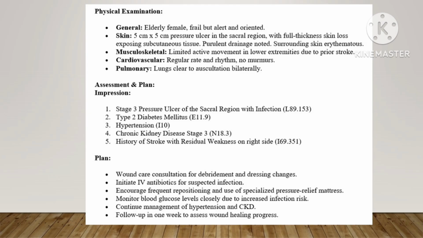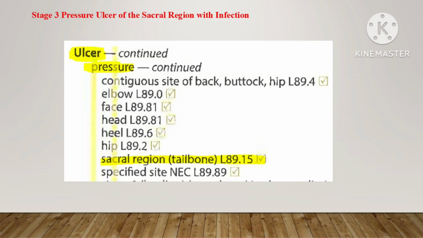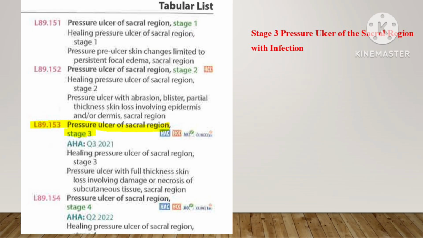Let's go to the ICD-10-CM book to find out exact codes for the descriptions we get in the sample chart. First code is stage 3 pressure ulcer of the sacral region with infection. To find out the code, we need to search for ulcer in the index, then under that check pressure and sacral region. Now the index has provided code series L89.15. After this we go to the tabular section of ICD-10-CM and find the L89.15 series. Here we will get the specific code for stage 3, and the appropriate code for stage 3 pressure ulcer of the sacral region is L89.153.